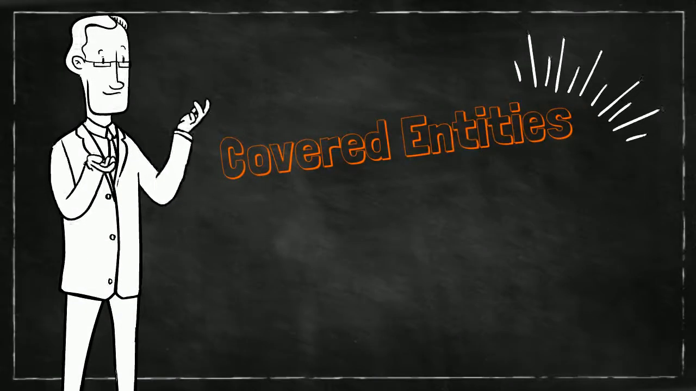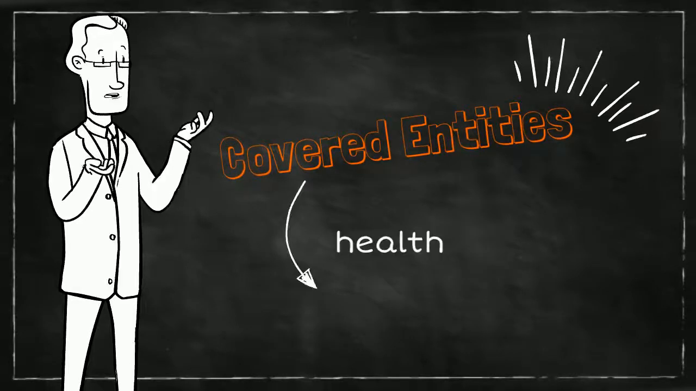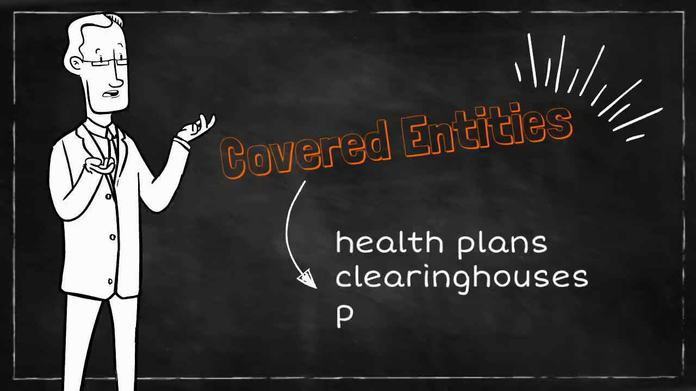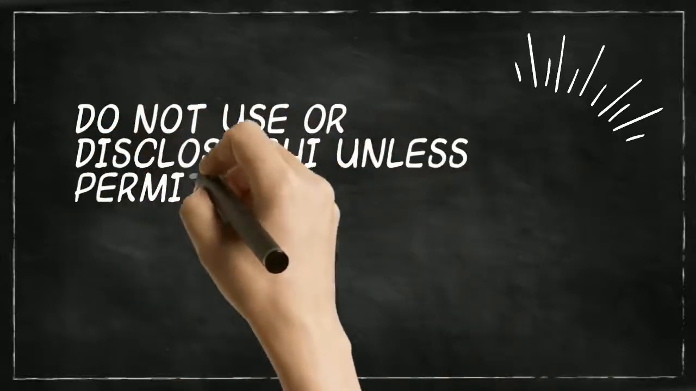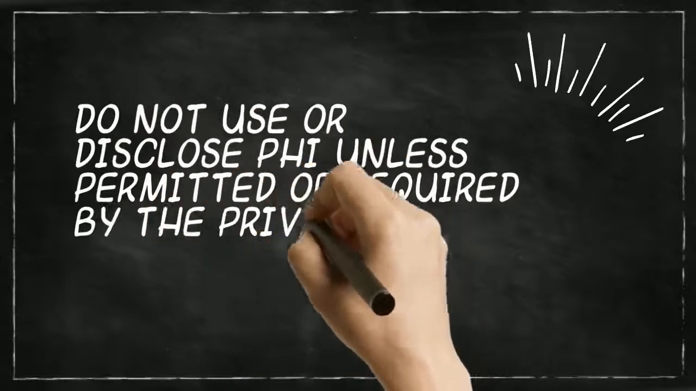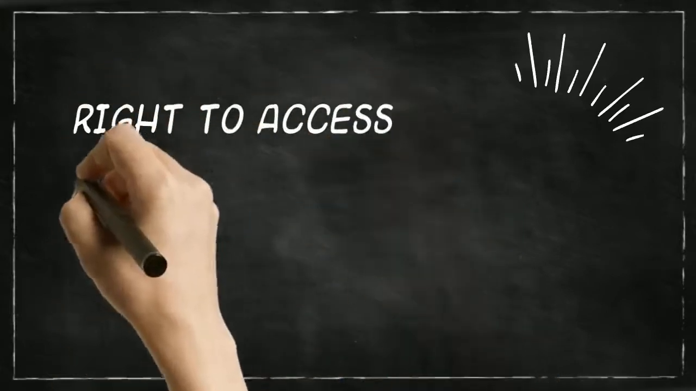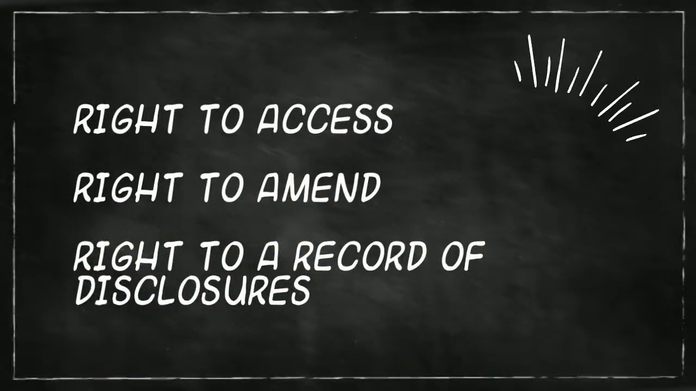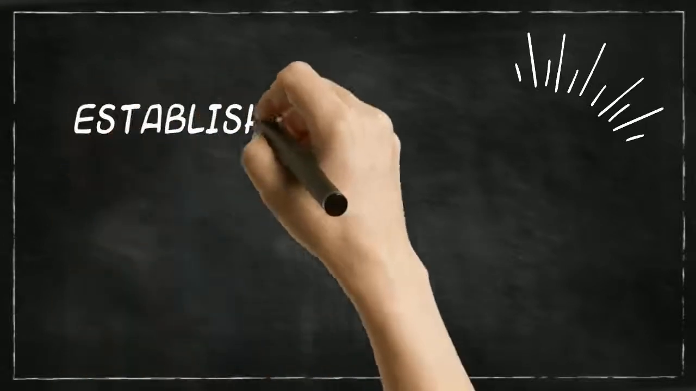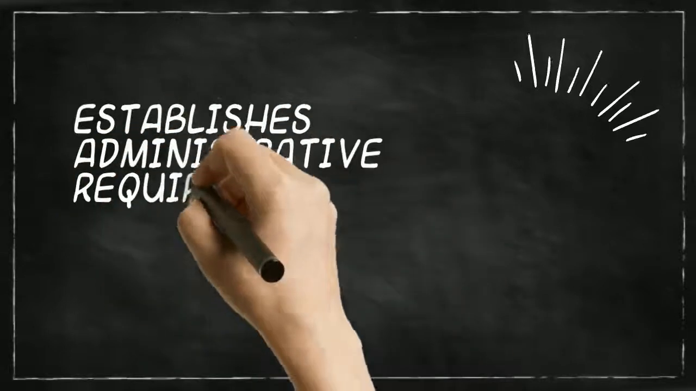Covered entities, which must comply with the rule, are health plans, healthcare clearinghouses, and certain healthcare providers. That means that covered entities may not use or disclose PHI except as permitted or required under the provisions of the privacy rule. The rule also confers certain rights on individuals, including rights to access and amend certain health information, and to obtain a record of when and how their PHI has been shared with others for certain purposes. In addition, the rule establishes administrative requirements for covered entities.